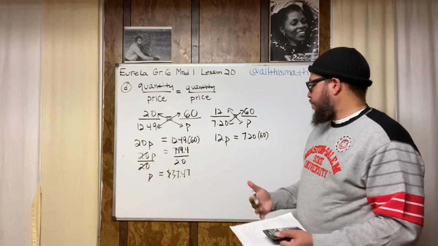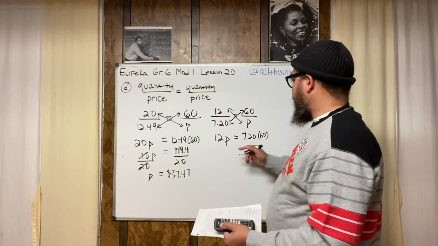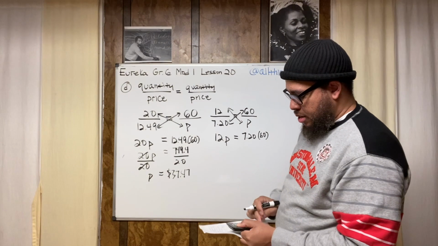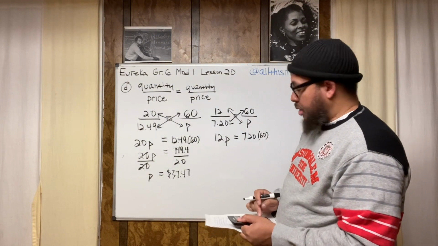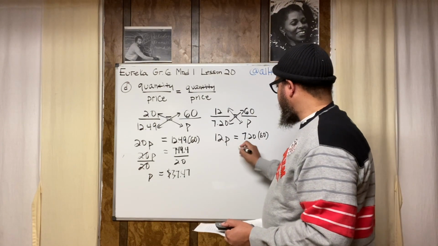Math is all about rhythm. Once you catch the rhythm, you can do any problem. So then 7.20 times 60, back to my trusty calculator. 7.2, because the zero doesn't really matter, times 60 is 432. So that's going to become 432.